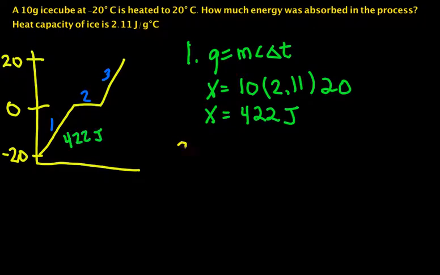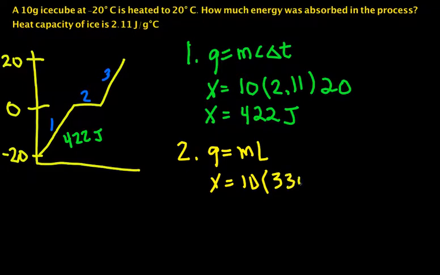We can do our second segment now. The second segment is a flat plane, so that's going to be Q equals ML. Q is my x. My mass is still 10. Latent heat of fusion, since this is a solid going to a liquid, is going to be 334 joules per gram, since it's water, or H2O. So now I've got 10 times 334. It's going to be 3,340 joules for our next segment.